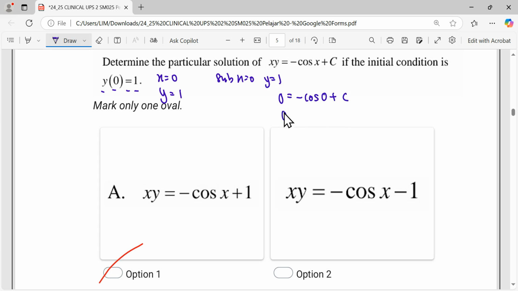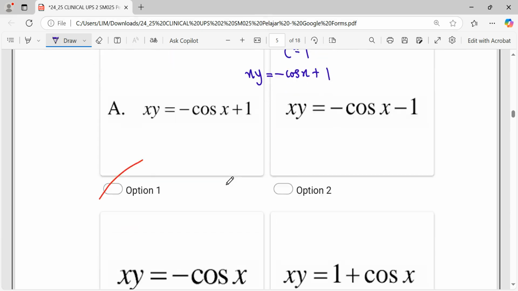Negative cos 0 is equal to negative 1. Therefore, c is positive 1. So xy equals negative cos x plus 1. So here we have our option.